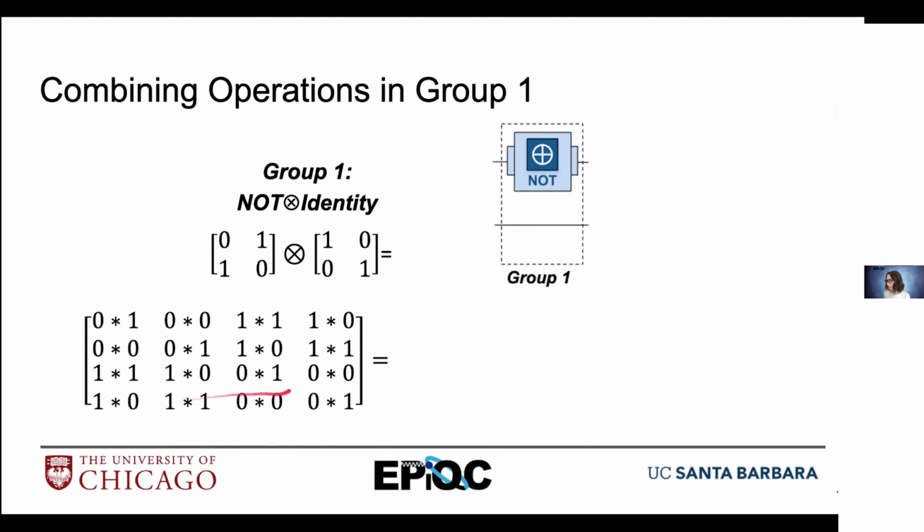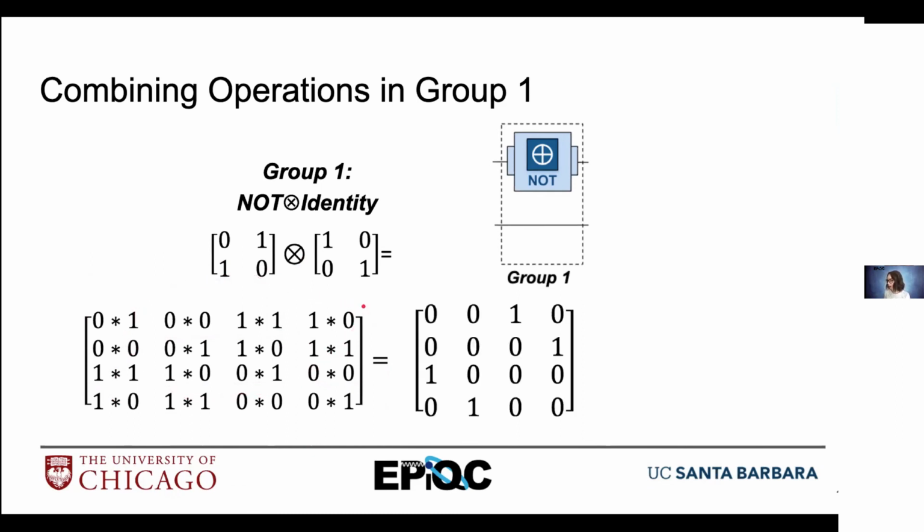And then when we solve all of these, we end up getting the following matrix. This would be the matrix that represents the transformation of NOT on the top qubit, and then an identity operation on that second qubit.